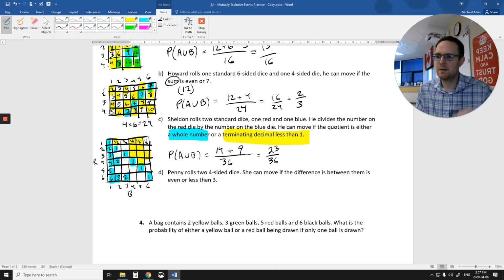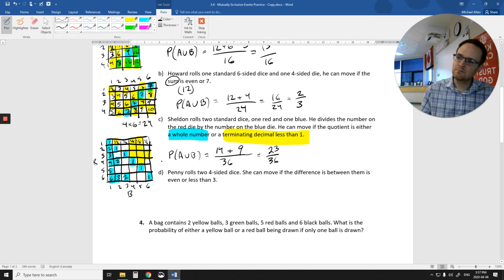Yeah, we're done. Cool. Okay, that was a bit trickier, a little bit more thought had to be put into that one to find out what the sample space was and what numbers were which here.